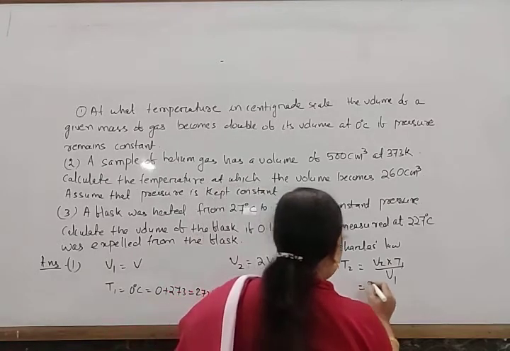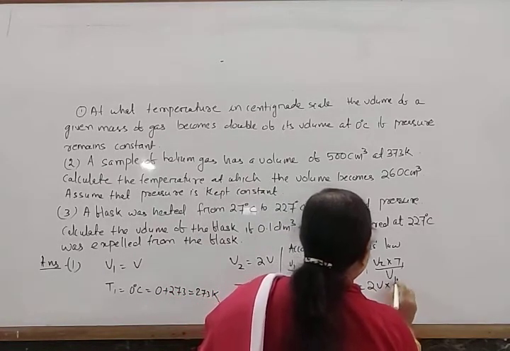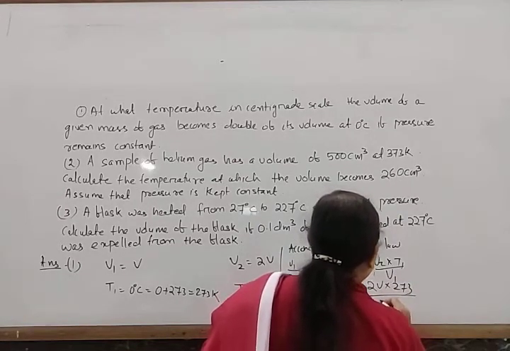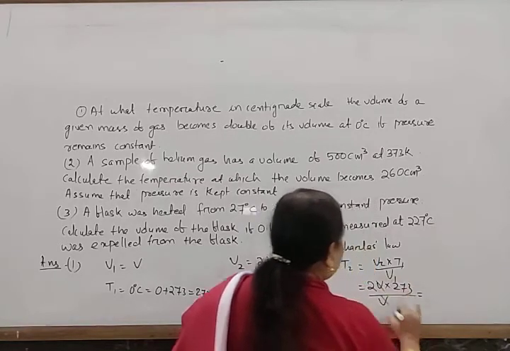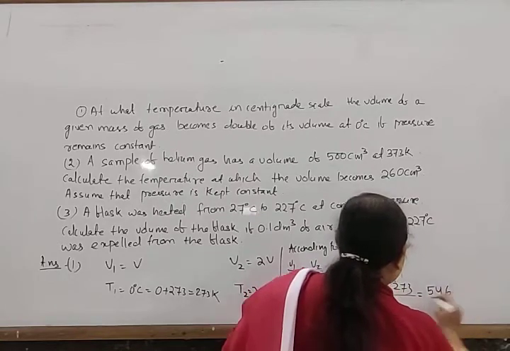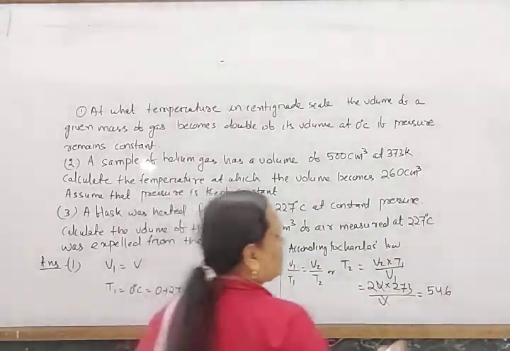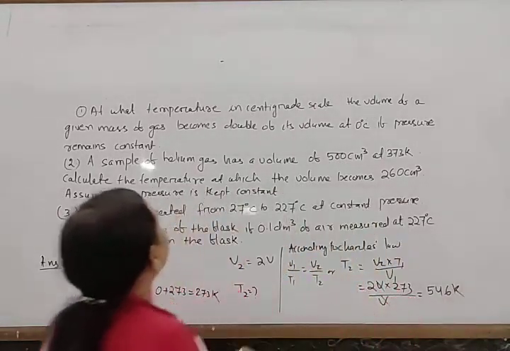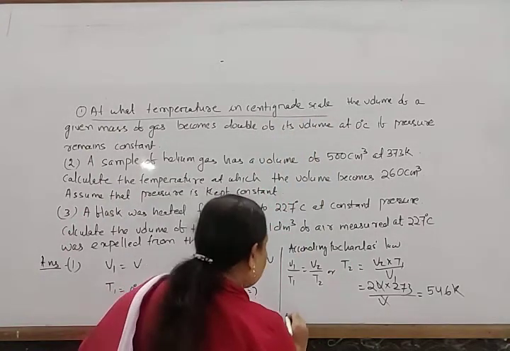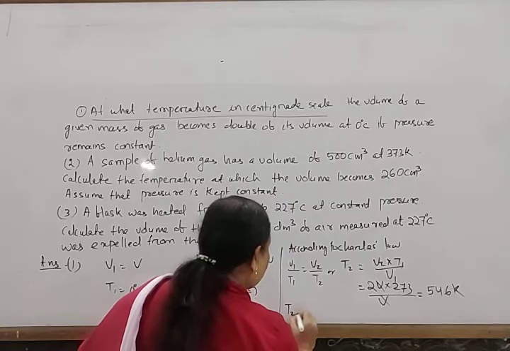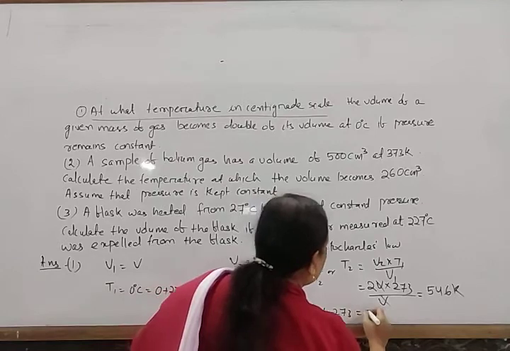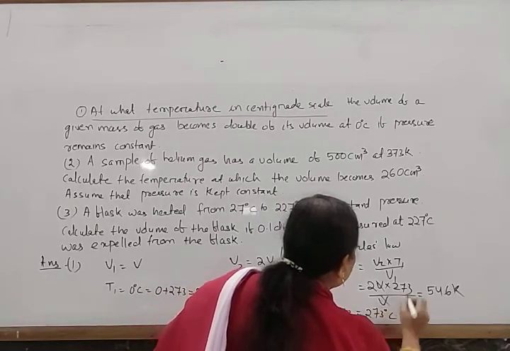So V2 is given as 2V, and T1 is 273, divided by V1, that is V. So V cancels, and we get 546 Kelvin. But the question asks for the temperature in centigrade scale, so T2 equals 546 minus 273, that is 273 degrees Celsius.